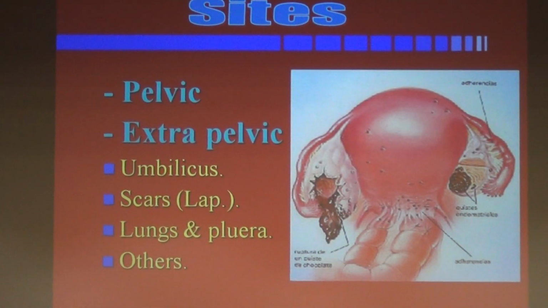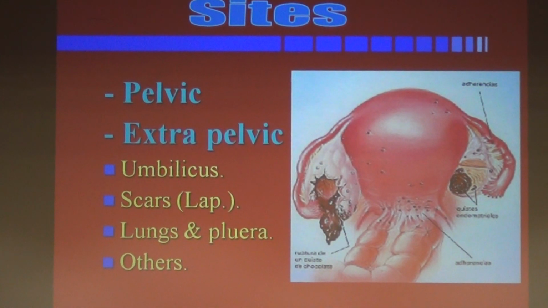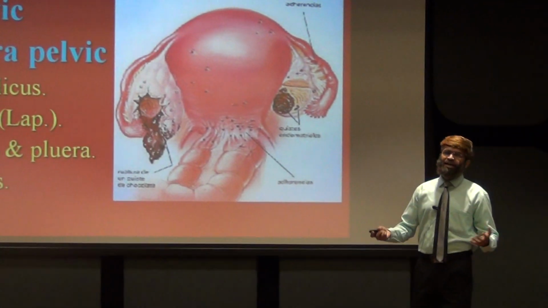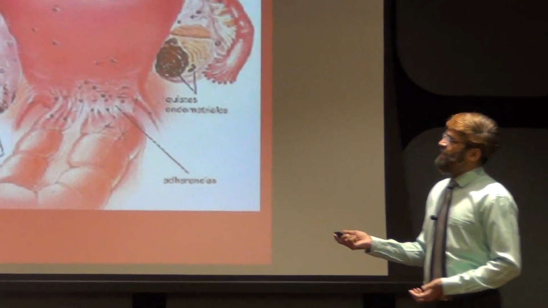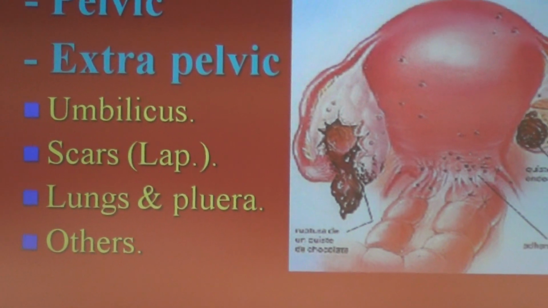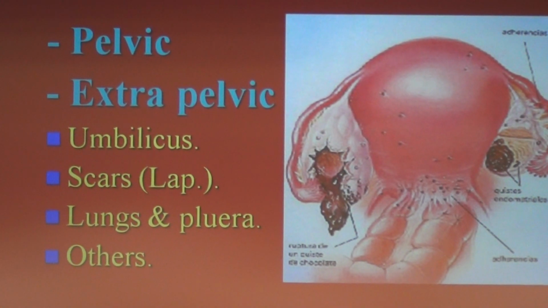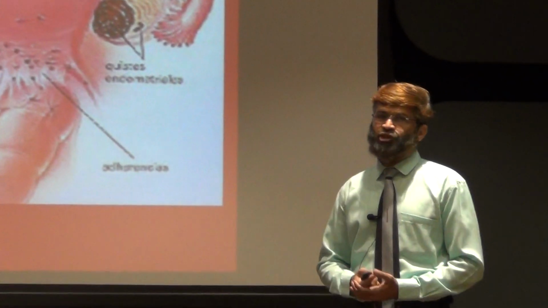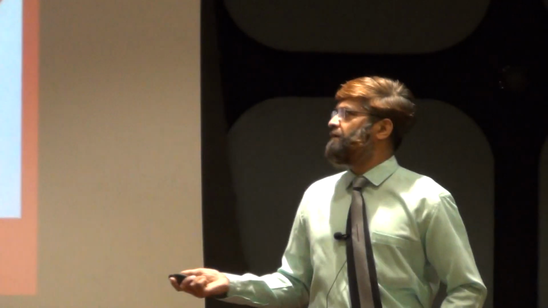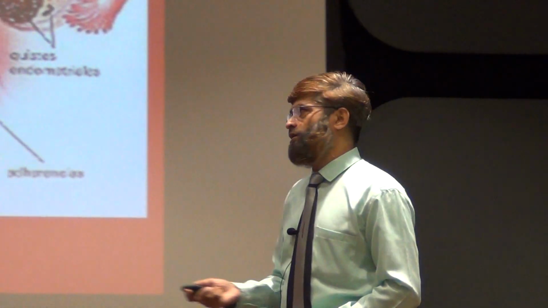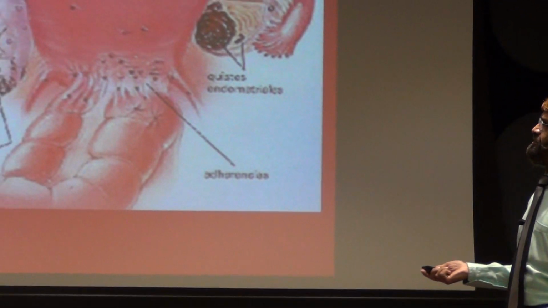If it's pelvic, then we consider the pelvic cavity, or if it's extrapelvic, outside the pelvic cavity. If it's extrapelvic, then it may be associated with the umbilical area. Again, we'll discuss further how procedures like laparotomy may lead to endometriosis associated with the umbilicus, or scars associated with laparotomy, or distant organs like the lungs and pleura may get involved, or many other distant organs.